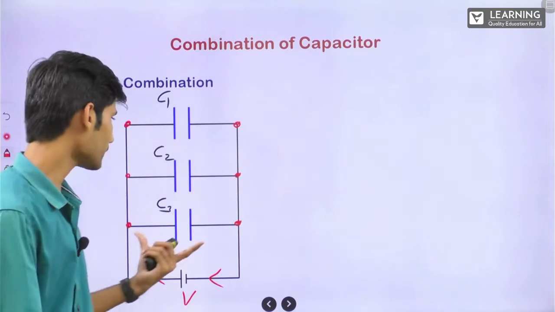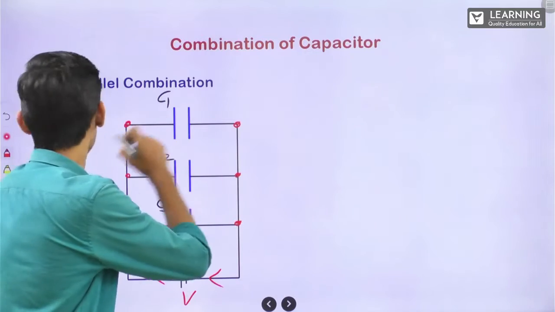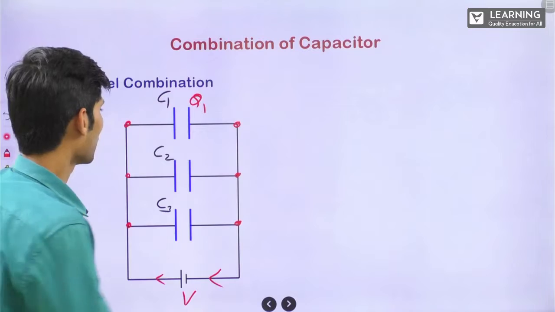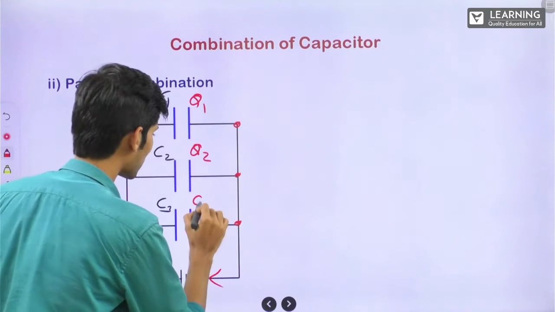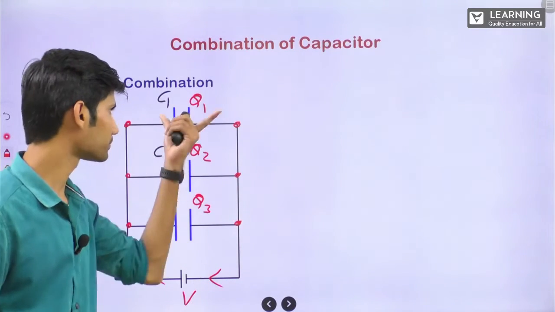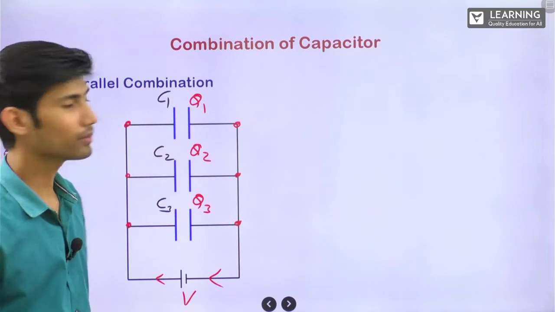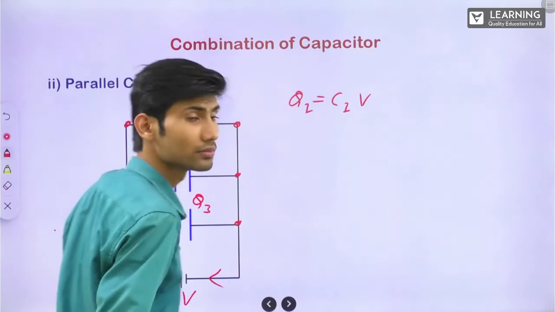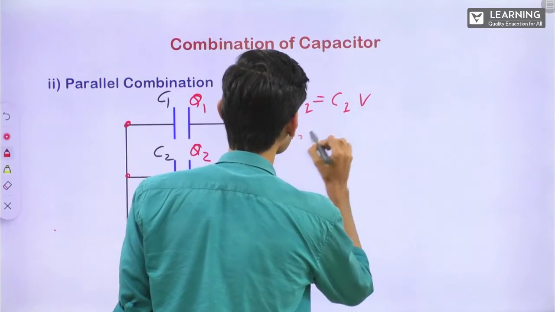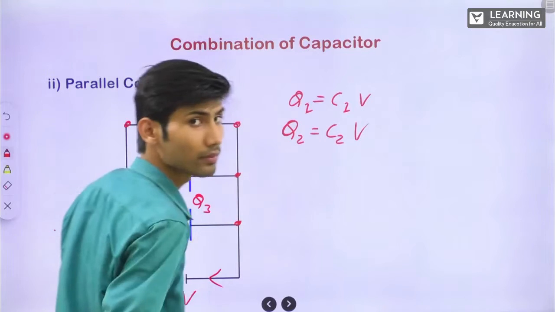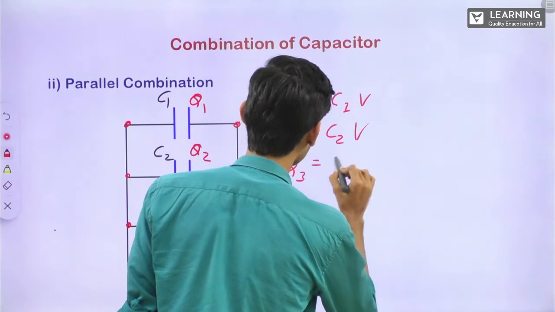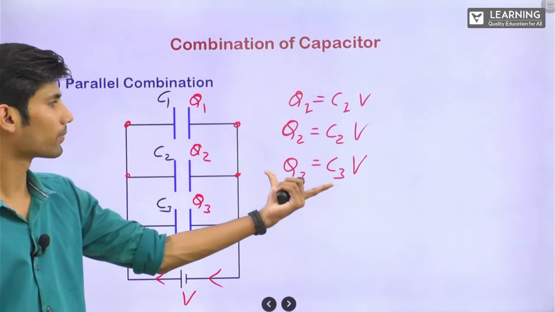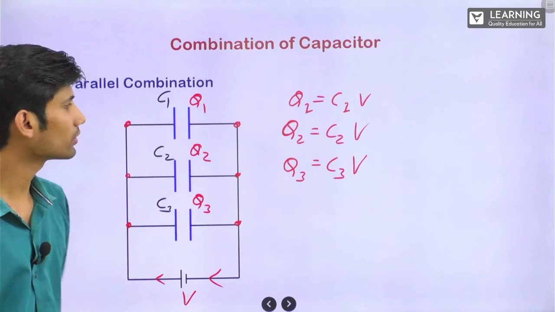All right. Now here, let's say the charge on this is Q1, on this is Q2, on this is Q3. Clear? Q is equal to CV. So Q1 is equal to C1 into V. Q2 is equal to C2 into V. Q3 is equal to C3 into V. Right?